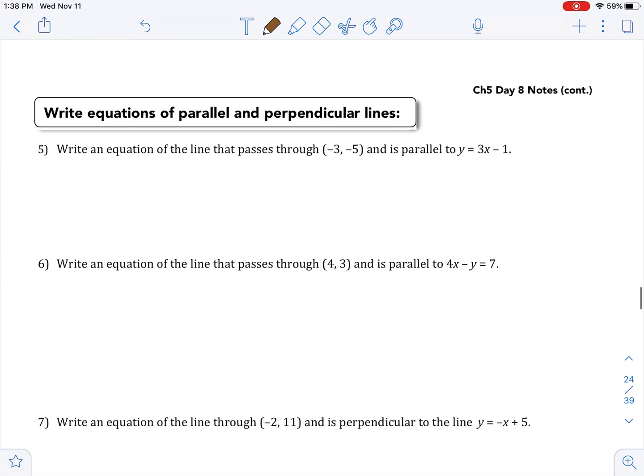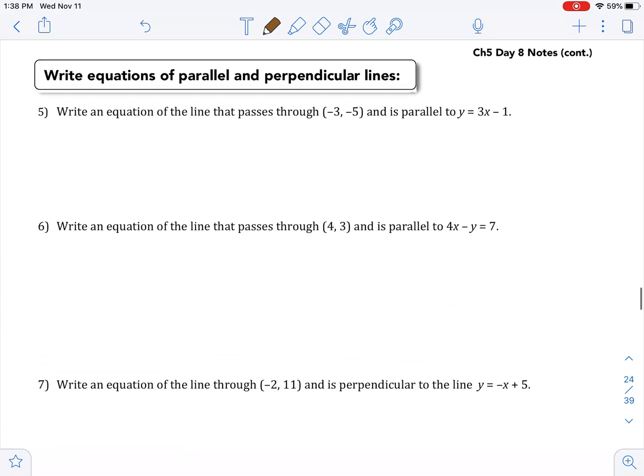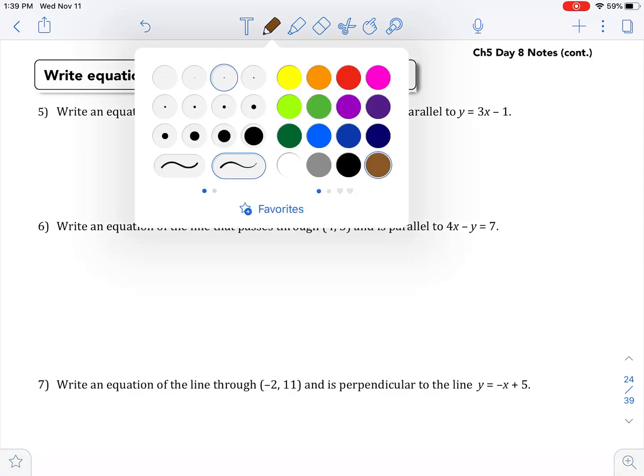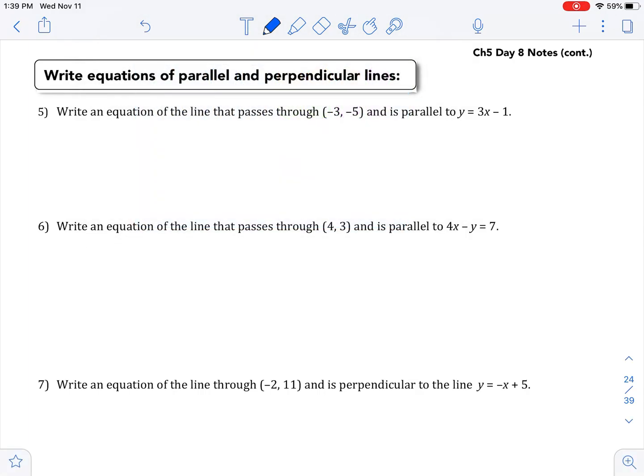All right, last page here. It says, can you write an equation of a line that is going to be parallel or perpendicular? I would say keep your work organized here. That will be half the battle. So here we're going to pass through a point, and we want it to be parallel to this line. Well, let's remember that this line is in y equals mx plus b form. So my slope is equal to 3.